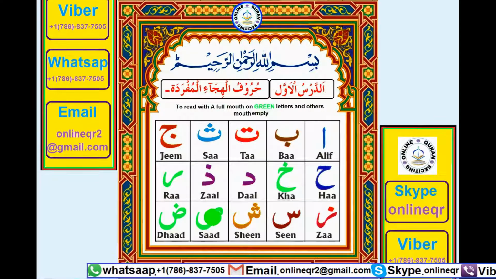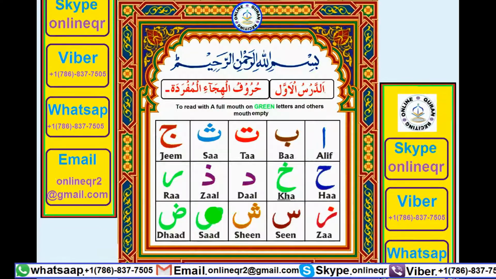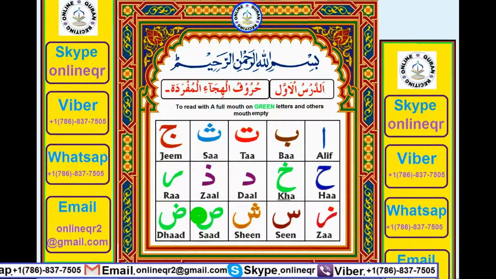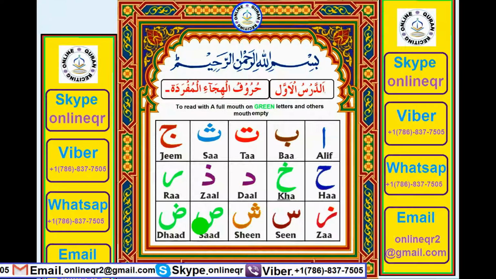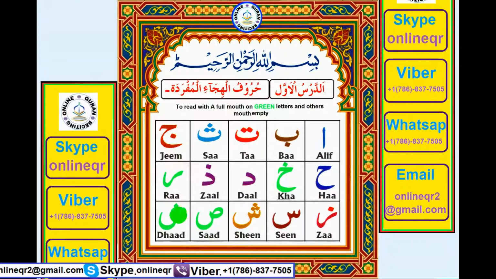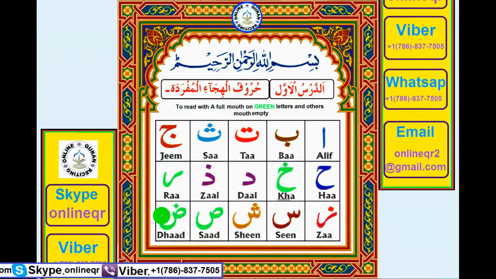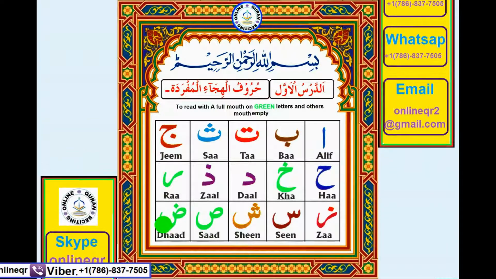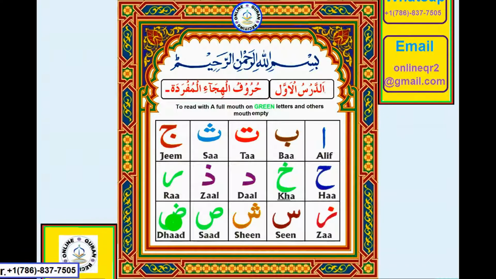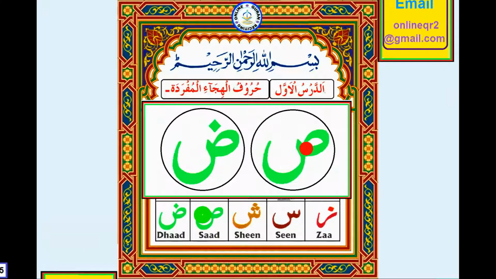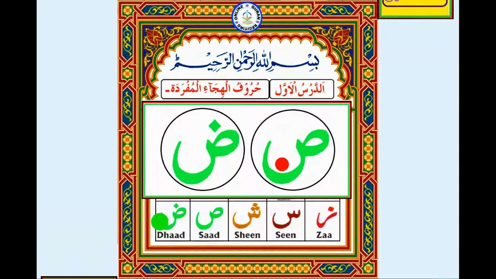This is Swad. This is Dod. Swad and Dod shape is same, but difference between them, Swad has no dot and Dod has one dot above.